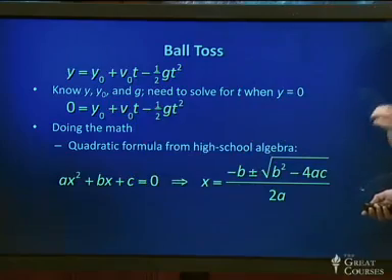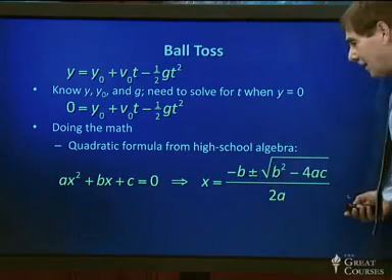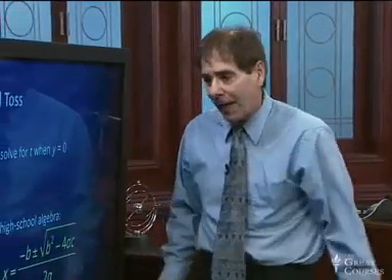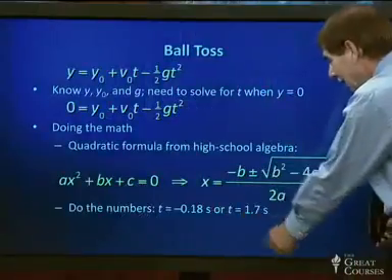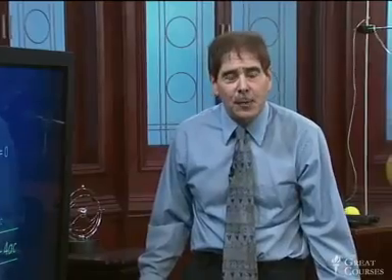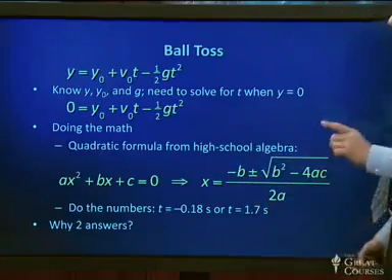And the interesting thing about that solution is it's got two possible answers. That's what the plus and minus signs indicate. And if we do the math for this problem with the numbers we had, we get either minus 0.18 seconds or 1.7 seconds. Why are there two answers? Which is the right answer?